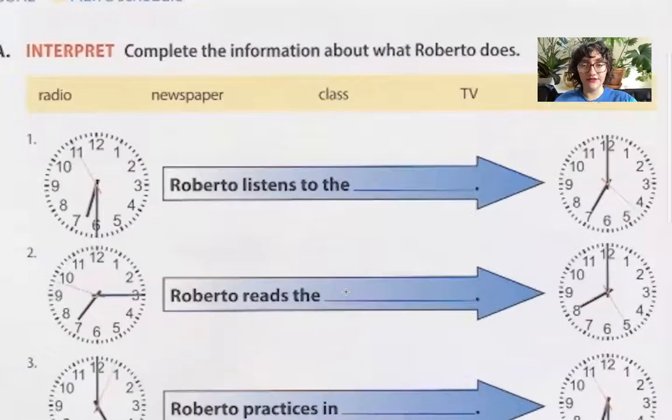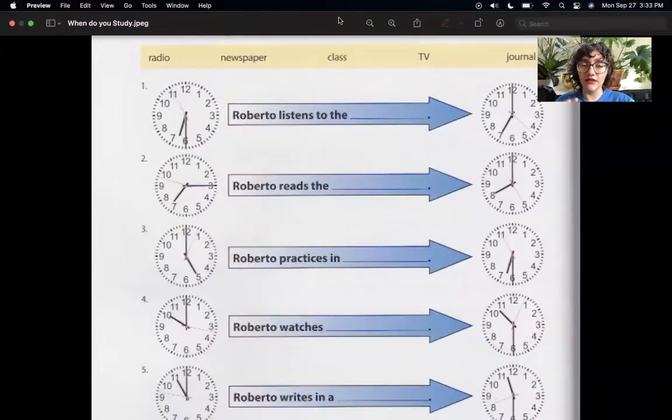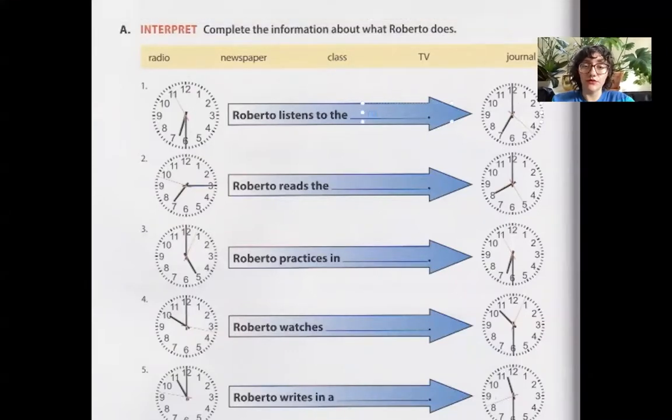So let's go ahead and fill those in. And then we'll go ahead and look at the times. Okay, so Roberto listens to the radio. Roberto reads the newspaper. Roberto practices in class. Roberto watches TV. Roberto writes in a journal. Okay, sorry that the color is blue. Maybe we should do, let's do like a burgundy. Okay, so some of the other ones are harder to read.